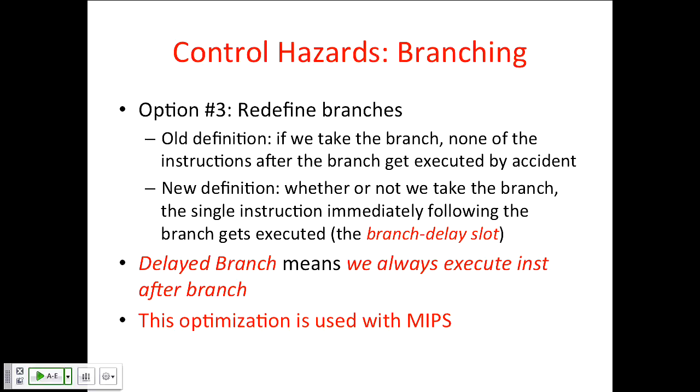Let's change the definition. When you get to the branch instruction, we're going to evaluate the condition, keep going for a little bit, and then when we're ready, we're going to jump. So after the branch, we're going to execute the next instruction, regardless of which way the branch is going to go. This is called a delayed branch, or a branch delay slot. So when you see a branch, the next instruction is always executed, and then the branch is taken.